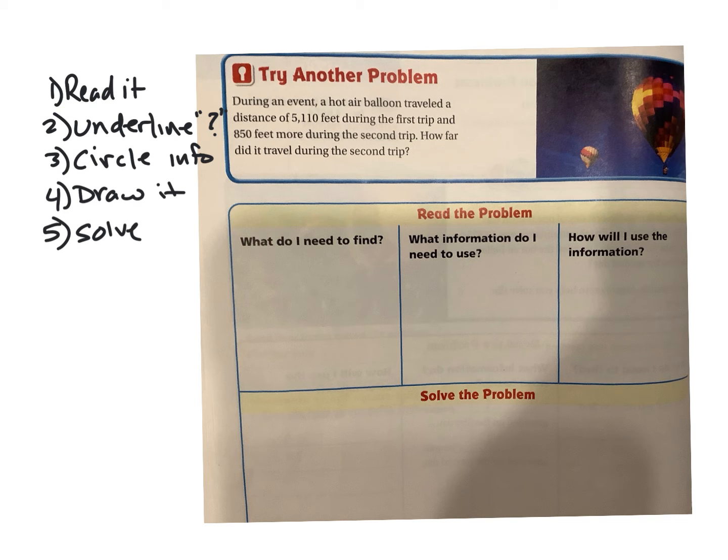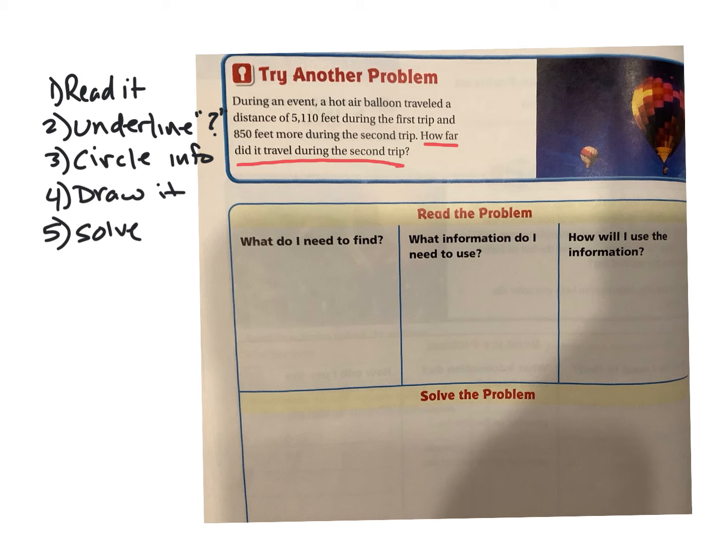Let's take step 1, read it. During an event, a hot air balloon traveled a distance of 5,110 feet during the first trip and 850 feet more during the second trip. How far did it travel during the second trip? So I'm going to go ahead and take step 2, underline the question: how far did it travel during the second trip? Step 3, circle the information they gave us.